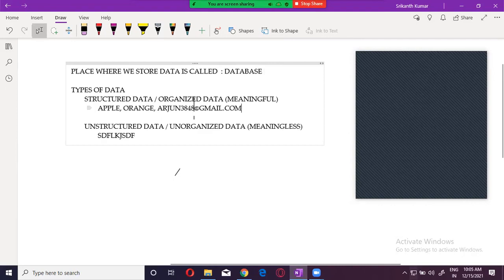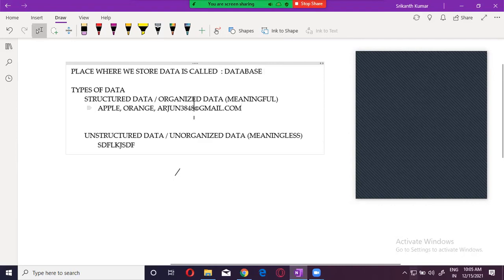But the place where we store organized data or structured data is called RDBMS. Have you heard about this? RDBMS? That is also called a SQL database. So there is something called RDBMS, or it is also called a SQL database. Okay.